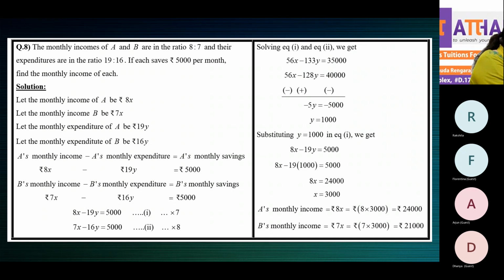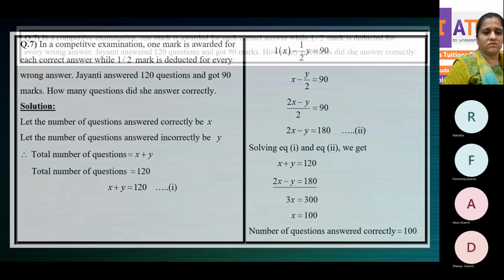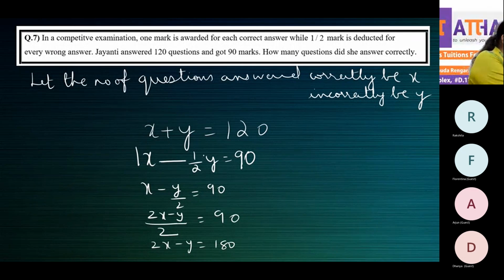2x plus y is 120 and 2x minus y is 180. Y plus y is 2y. I don't know if the equations are right. What are the equations? X plus y is 120 and 2x minus y is equal to 180. This is correct. How did you get this 2x?